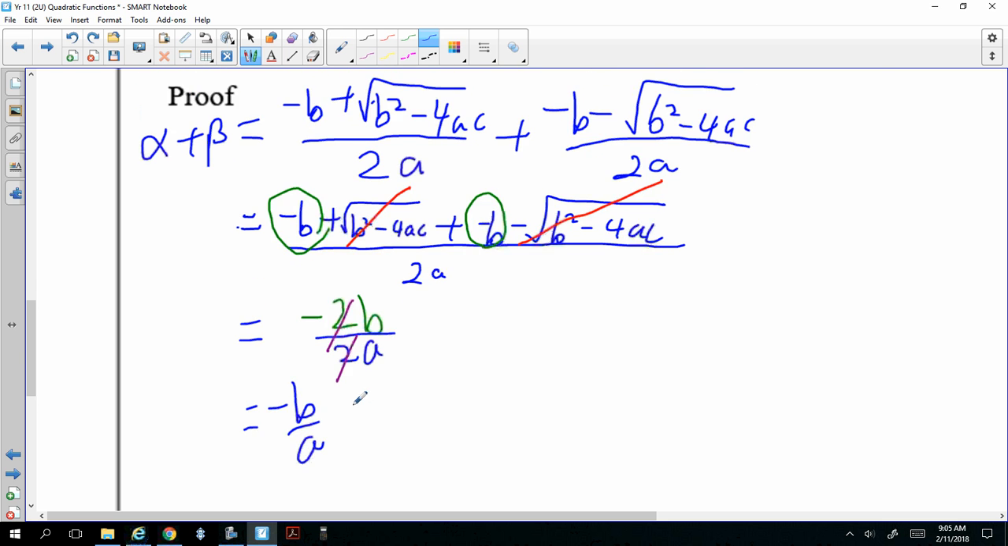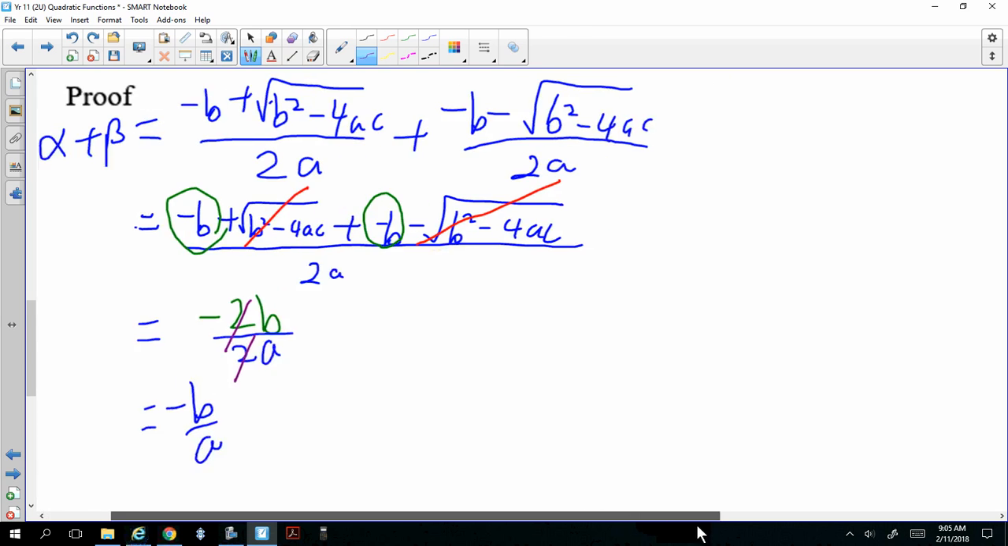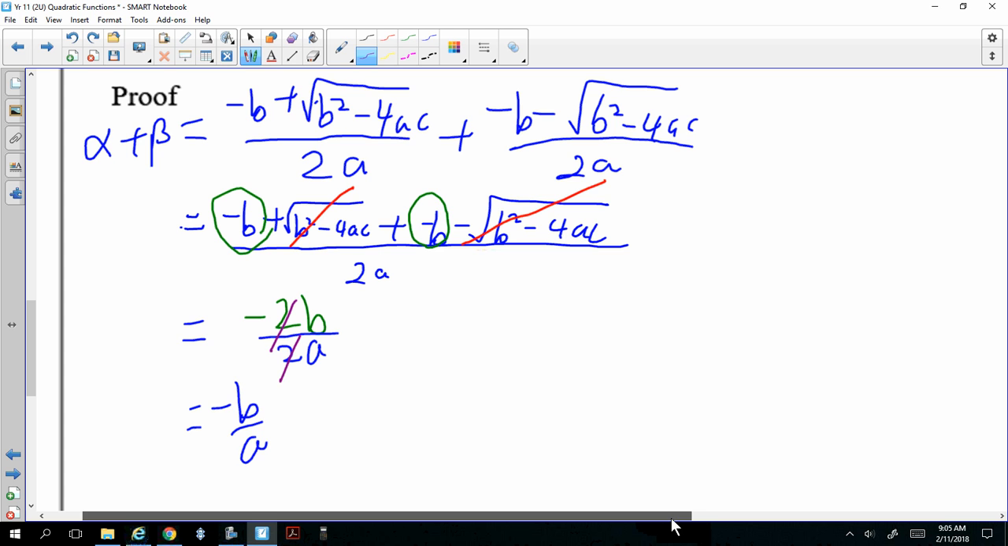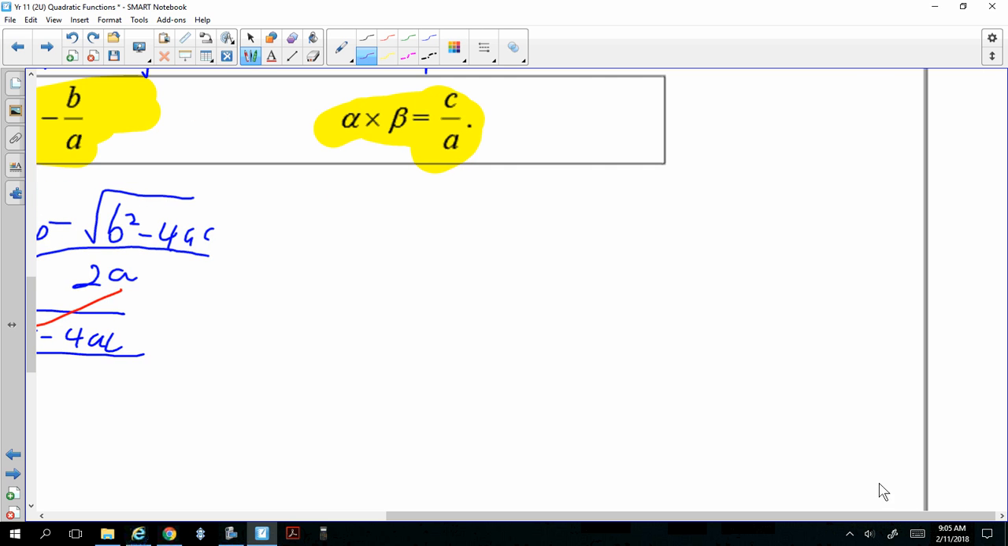How about we do the product? I think product is a little bit harder because you have to multiply two things, and that involves a little bit more algebra. Okay, hopefully you're ready to do that. Let's do the product. Alpha times beta. Let's write it here. So I draw a line in the middle.